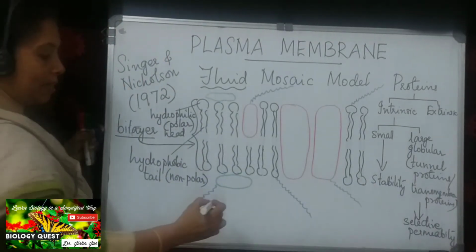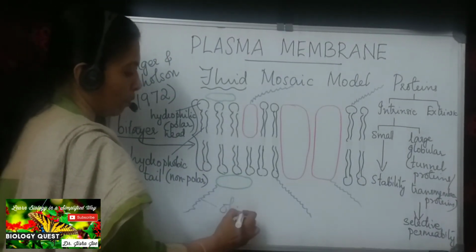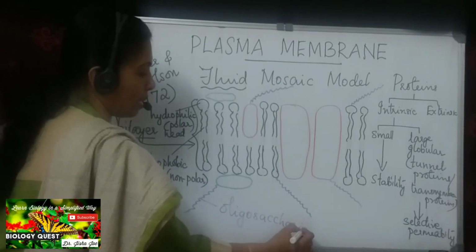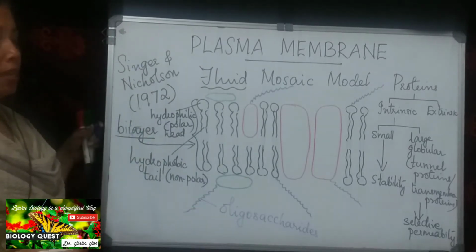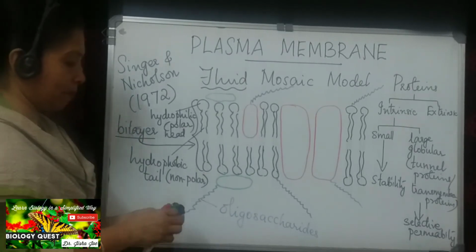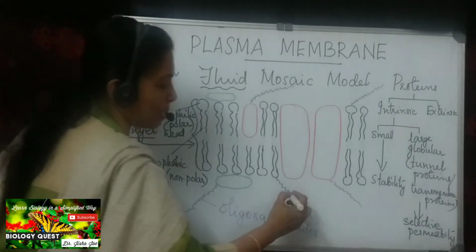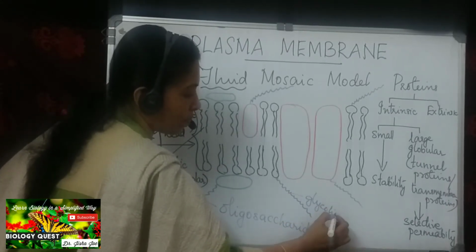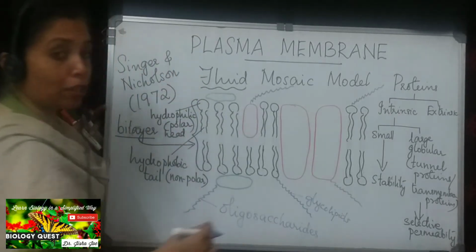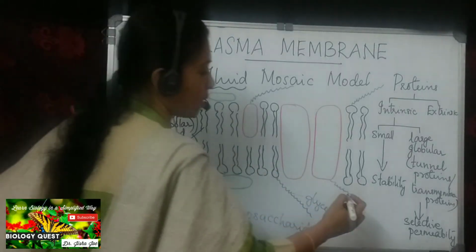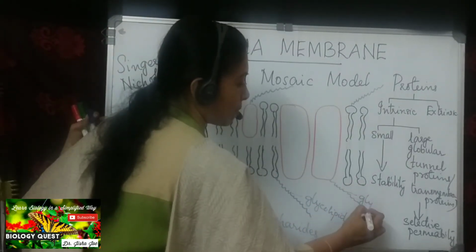So oligosaccharides, these which I have marked in blue, may be seen attached to the lipids or to the proteins. When oligosaccharides are attached to the lipids, they are called glycolipids. When the oligosaccharides are attached to the proteins, they are called glycoproteins.